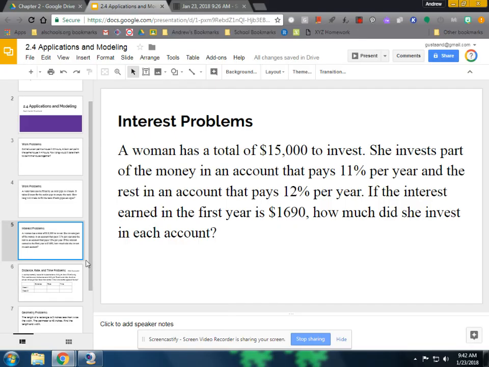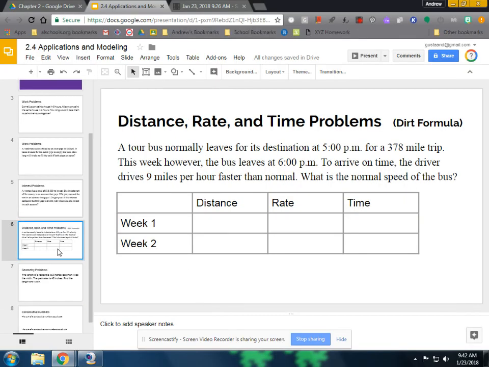Okay, now we are getting to the most difficult questions. We got 2 questions left. We have a tour bus. Normally it leaves for its destination at 5 o'clock, and it goes 378 miles. However, today the bus driver is running a little bit late, and leaves at 6 o'clock.